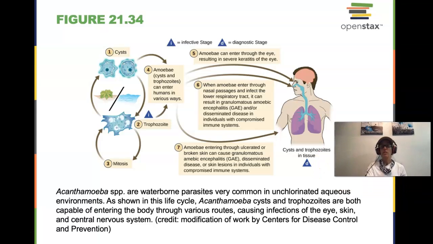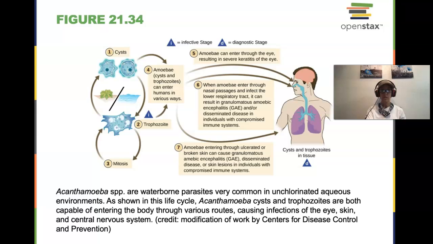This is an image of a protozoan disease from Acanthamoeba. So it is an amoeba species. The cyst form is analogous to spores, but they are not spores. When the cysts or the reproductive stage called the trophozoite enter humans, they can get in through the eyes, through the nasal passages, and through broken skin.